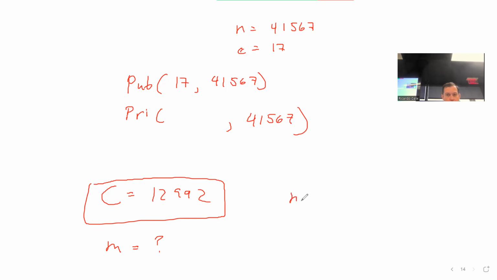Now you know how to calculate M, right? M should be C to the D mod N. Think about it. You have almost all the parameters, right? C is 12992. I'm going to use Python here, with the percentage operator for mod. Unfortunately, you don't have D, right? That's the whole trick. You do have mod, and you have 41567. So you don't have D, and you need to figure out how to compute D from N.